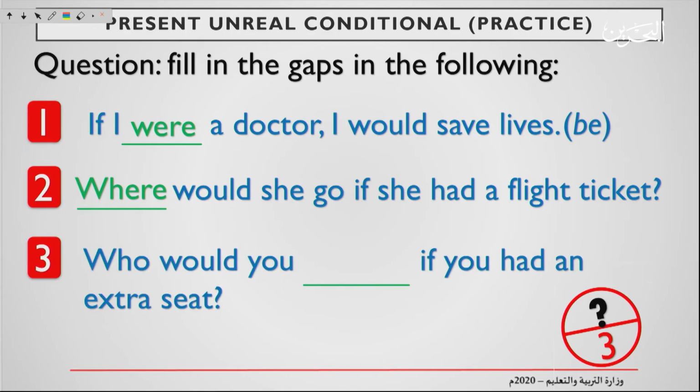Who would you gap if you had an extra seat? Question mark. 5 seconds. All right, let's check. The answer is choose. Who would you choose if you had an extra seat? The verb is choose.